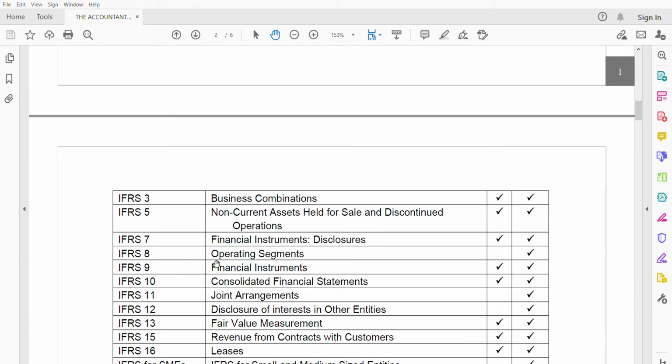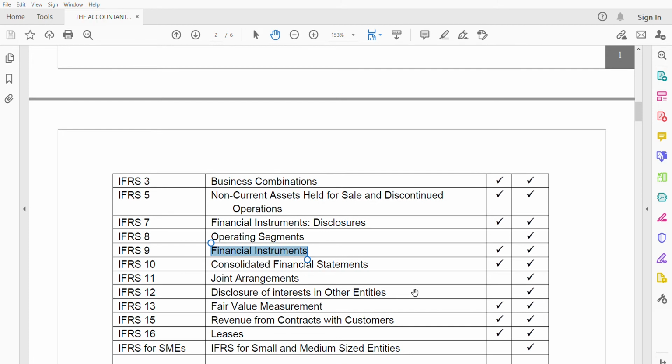IFRS 9 is one of the challenging ones. I would not say impossible, but yes, it's quite challenging. There is a lot to learn, and the content is heavy, but don't worry, we'll go through it. I will take you through it very smoothly. You will not have any doubt. It was challenging for me too when I was studying.